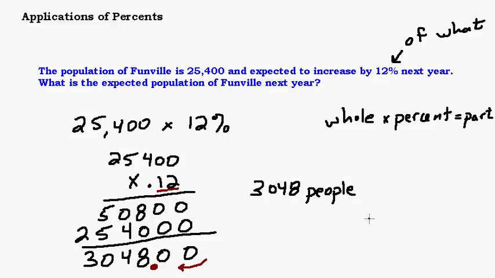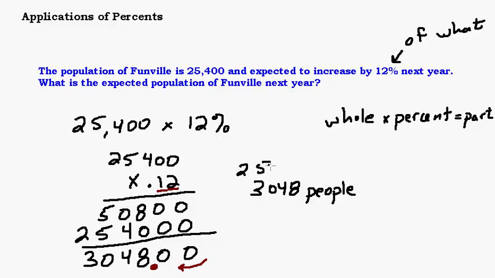Alright, have we answered the question? What is the expected population of Funville next year? We haven't quite answered the question. This isn't the expected population. The population right now is over 25,000, and it's going to increase by 12% next year. So this is the amount of increase. This is how many people are expected to move into Funville.